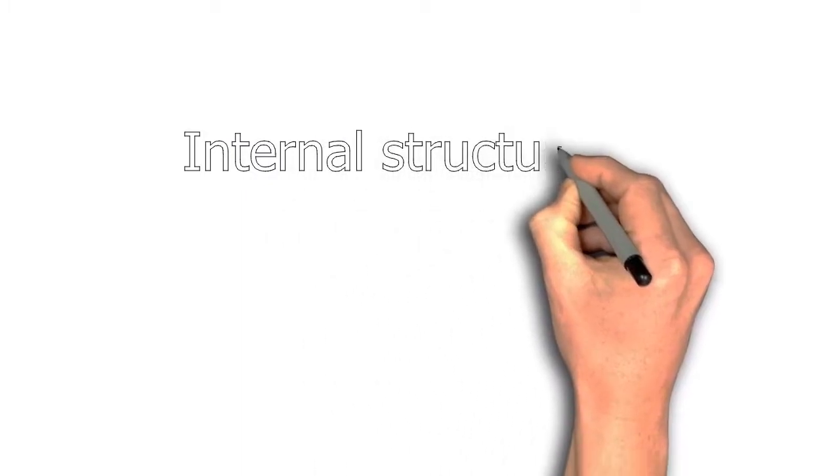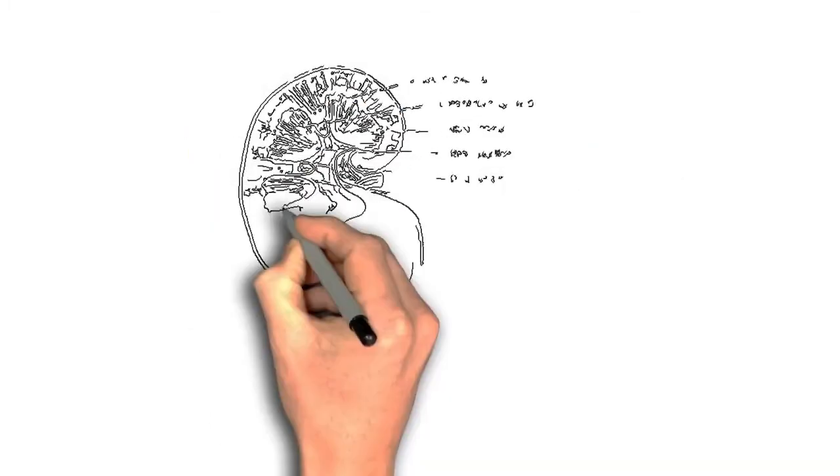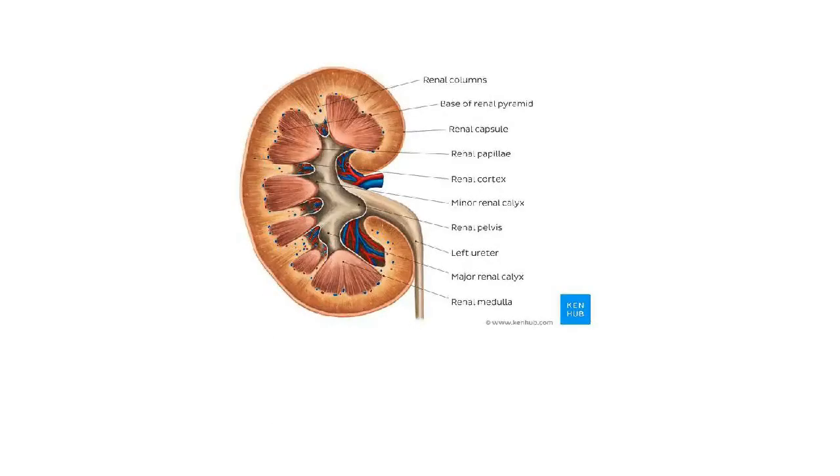The internal structure of our kidney. If you see the longitudinal section of a kidney, it shows two main regions, that is an outer dark red cortex layer and an inner pale colored medulla layer. So there are two layers in the kidney. Outer is the cortex, inner is the medulla.